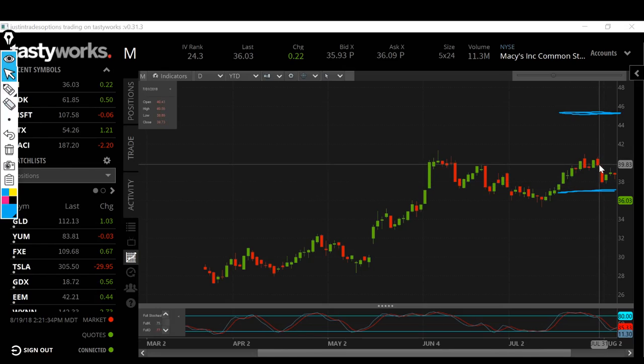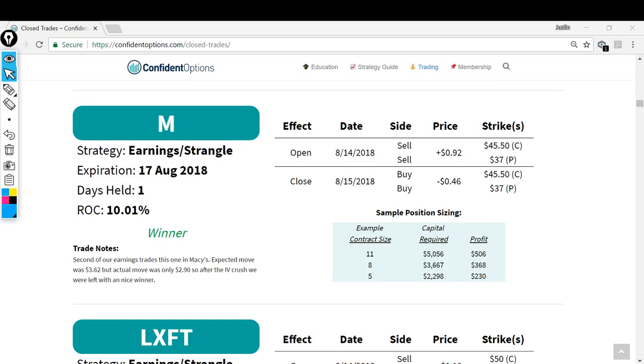And it only ended up moving about, let's see, $2.90. So it was really close to the expected move, but still inside of our range, allowing us to go ahead and close out the position for a profit. So great trade there, and a nice winner. And you can see, again, sample position sizing based on your account size.